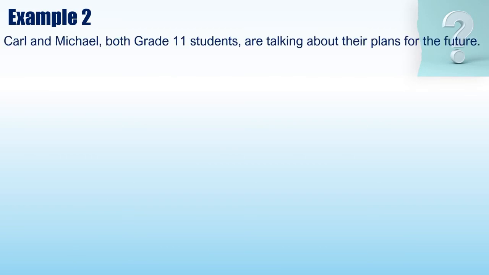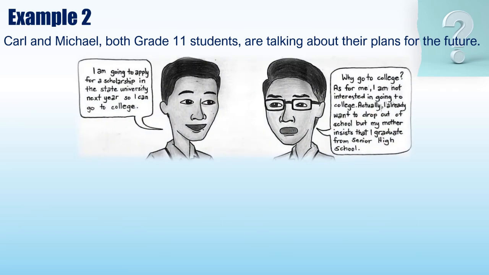Now let's look at example number 2. Carl and Michael, both grade 11 students, are talking about their plans for the future. According to Carl, "I am going to apply for scholarship in the state university next year so I can go to college." And Michael answered, "Why go to college? As for me, I am not interested in going to college. Actually, I already want to drop out of school, but my mother insists that I graduate from senior high school."